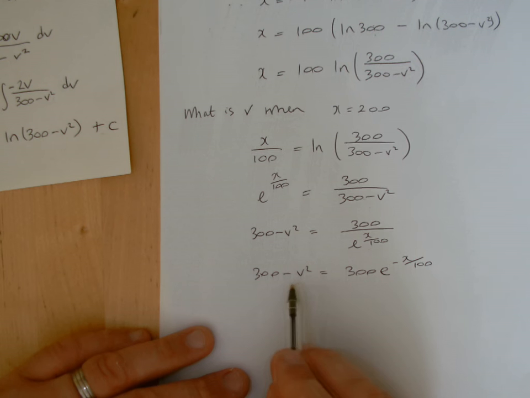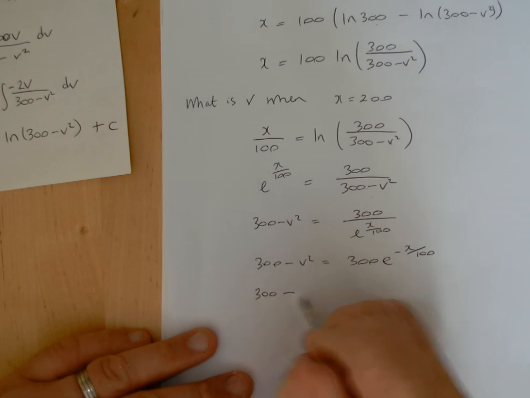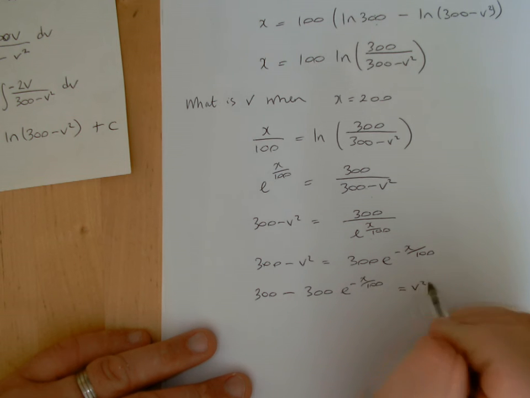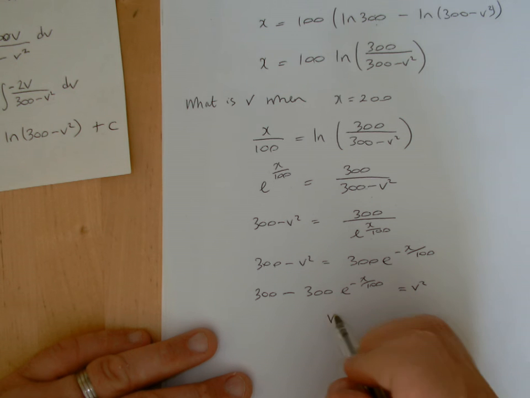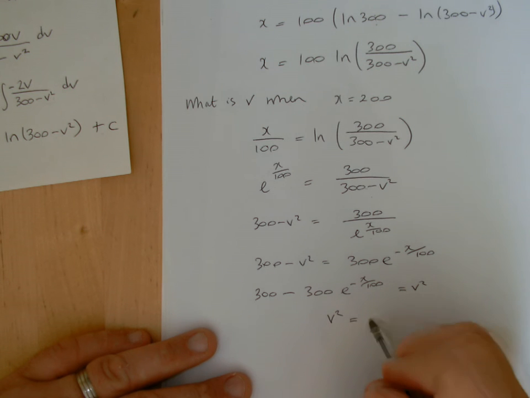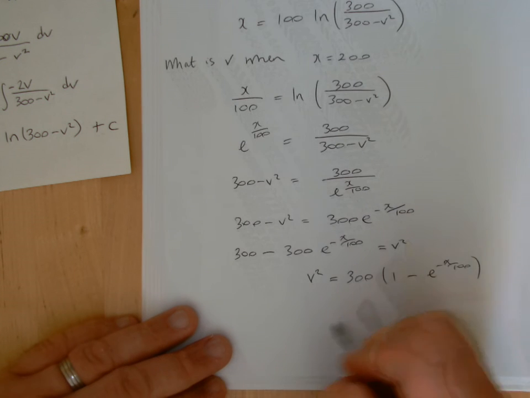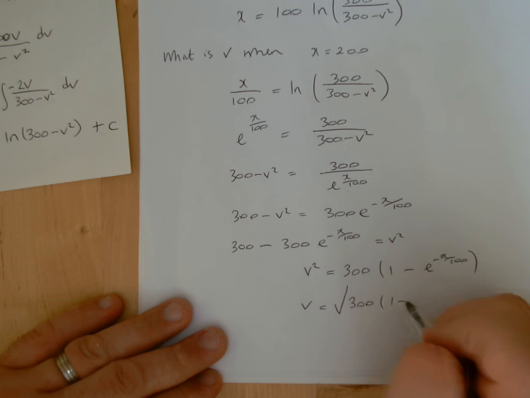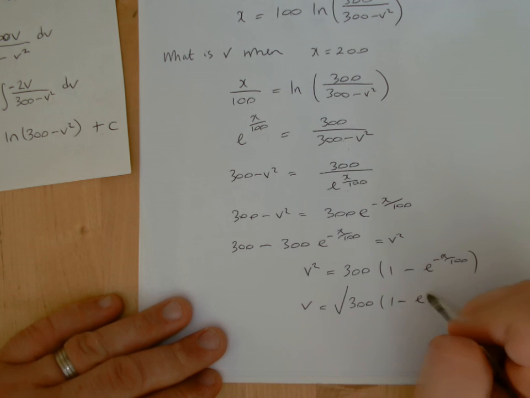Then it's a case then of just rearranging this. So to get v squared equals, so 300 minus 300 e to the minus x over 100 equals v squared. So just take that over, take this over this side. So then v squared will equal to this, so we'll factorize out the 300. And of course then v will equal to the root of this. Now obviously it's a positive root, we don't need to put minus there because v is referring to the speed.